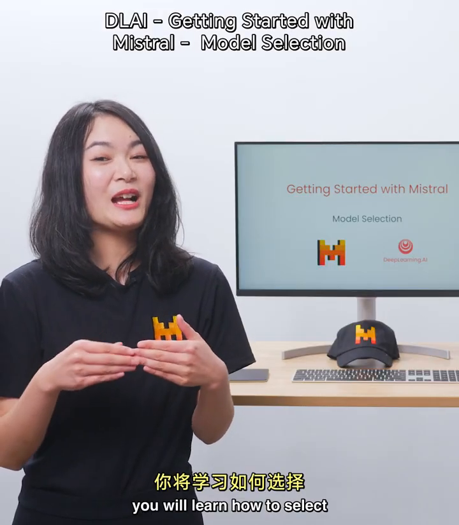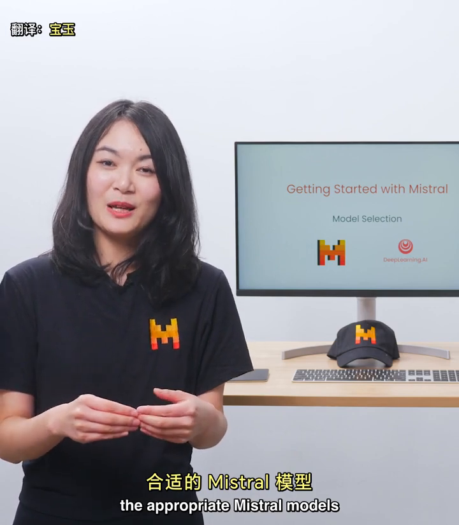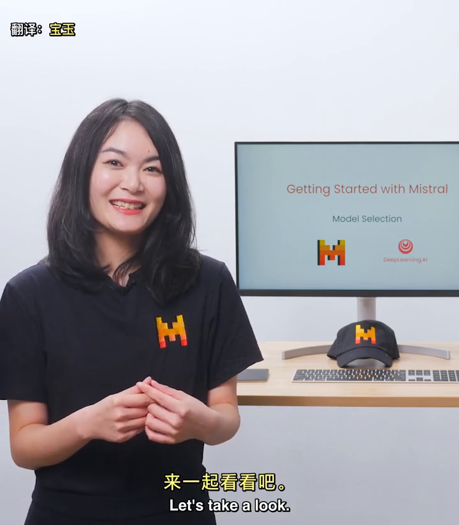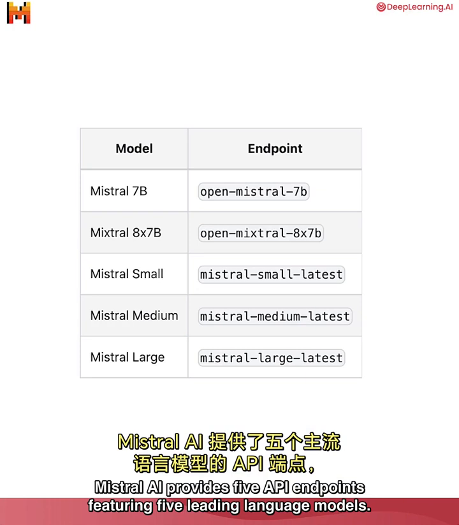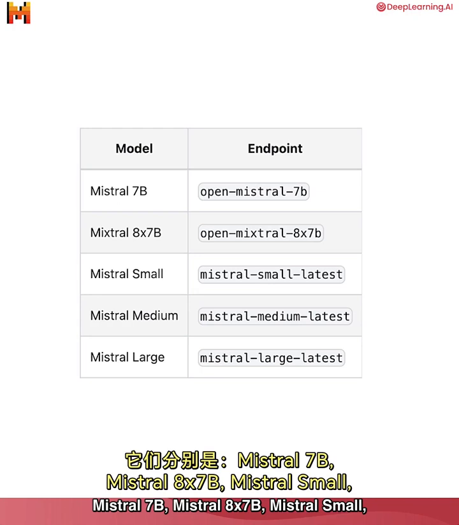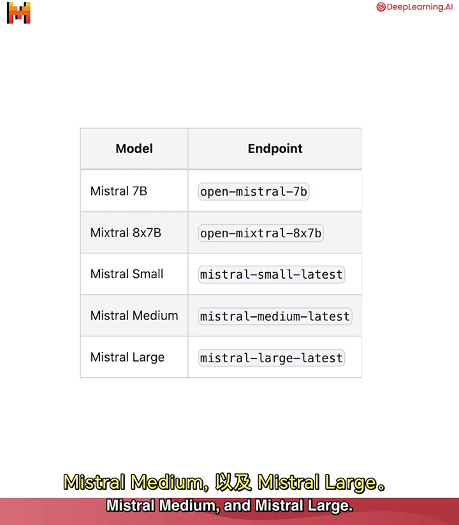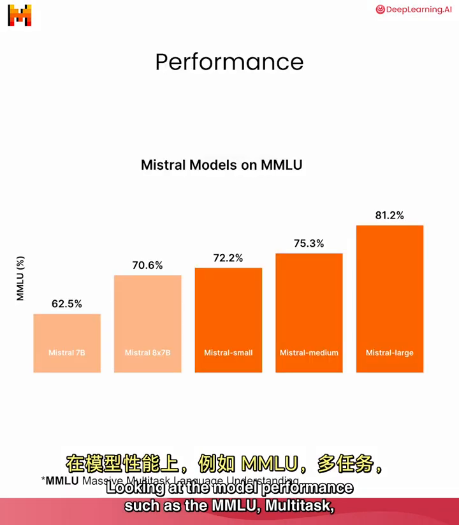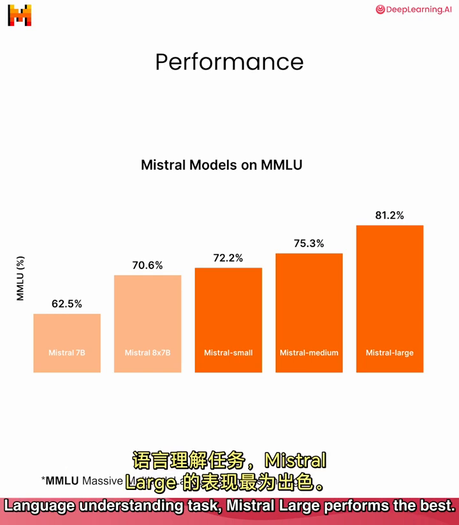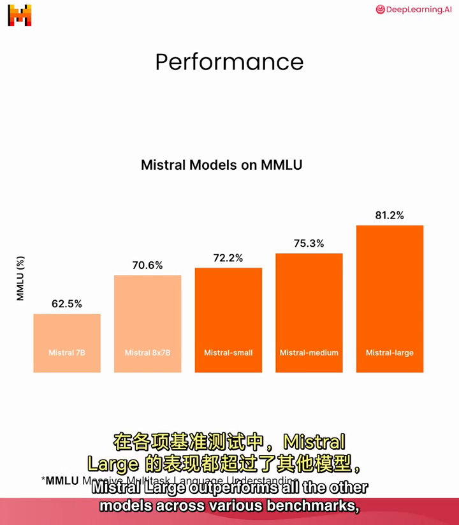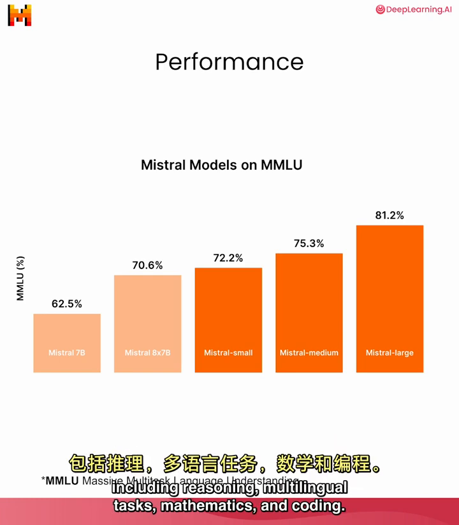In this lesson, you will learn how to select the appropriate Mistral models depending on your use case. Let's take a look. Mistral AI provides 5 API endpoints featuring 5 leading language models: Mistral 7B, Mixtral 8x7B, Mistral Small, Mistral Medium, and Mistral Large. Looking at the model performance, such as the MMLU, Multitask Language Understanding Task, Mistral Large performs the best. In fact, Mistral Large outperforms all the other models across various benchmarks, including reasoning, multilingual tasks, mathematics, and coding.